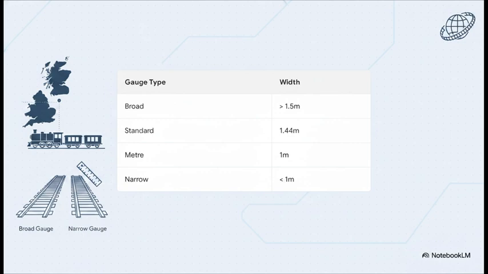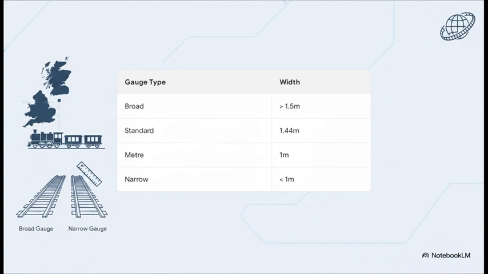Railway networks are categorized globally by their gauge, which is simply the width between the tracks. We have broad gauge, which is anything over 1.5 meters wide, then there's standard gauge at exactly 1.44 meters, which happens to be the standard used in the UK, and it scales down to meter gauge at 1 meter and narrow gauge for anything smaller. This wide variation means trains from one country often can't simply roll onto the tracks of a neighboring country without some massive logistical adjustments.